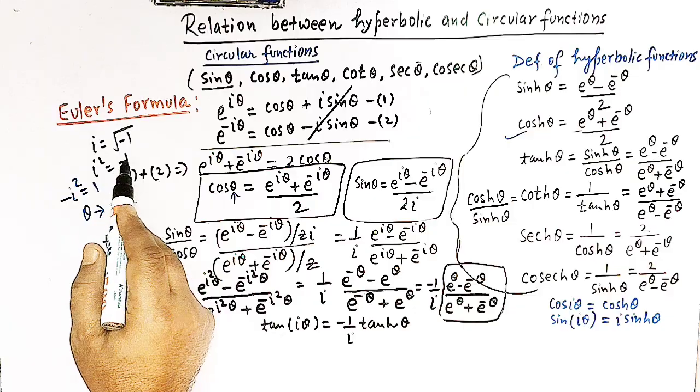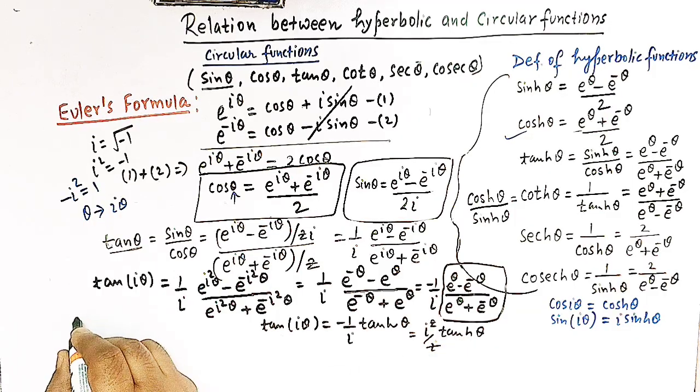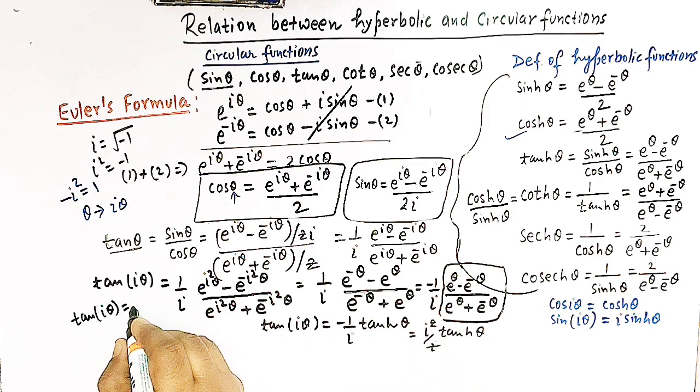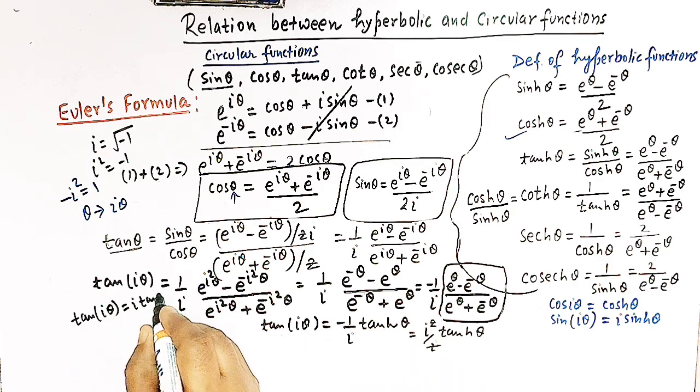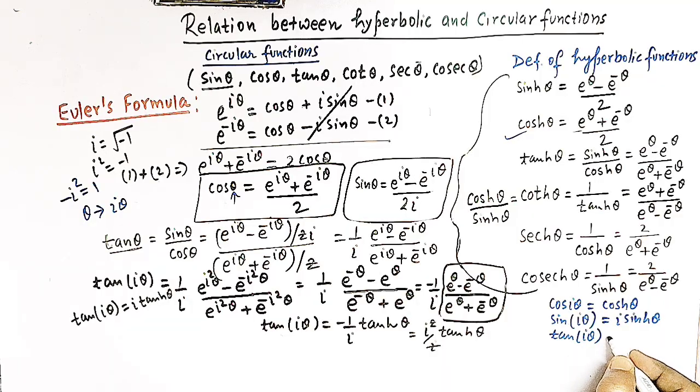Now minus 1 can be replaced by i². So we have i² over i and hyperbolic tangent of θ. So i and i get cancelled. So we have tan(iθ) is equal to i times the hyperbolic tangent of θ, right? So this is the third relation. So here we can write tan(iθ) is equal to i times tanh θ.